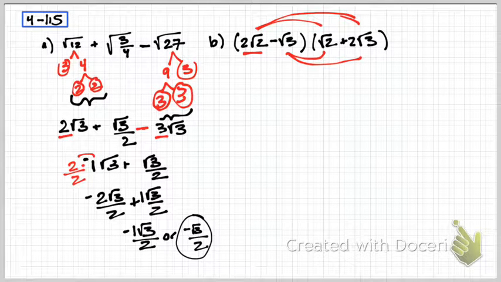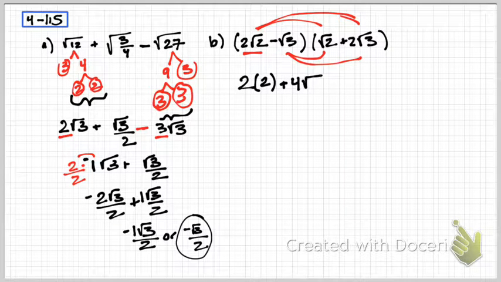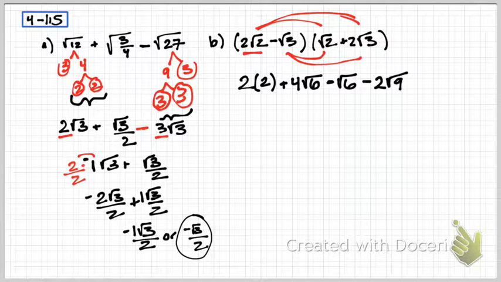So for the first one, it's going to be 2, and rad 2 times rad 2 is just 2. And then for the next one, it's going to be plus 4 times rad 6. And for the next one, it's minus rad 6. And then for the last one, because that's rad 3 times rad 2, the last one would be minus 2 rad 9, which will end up being 3. This 2 comes from the rad 4, by the way.